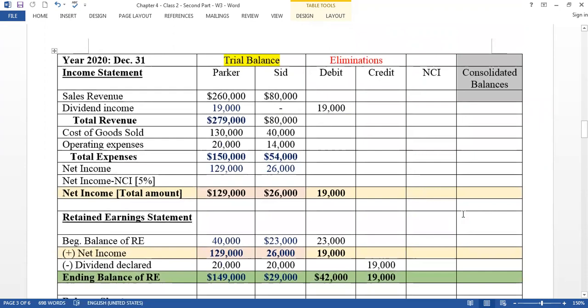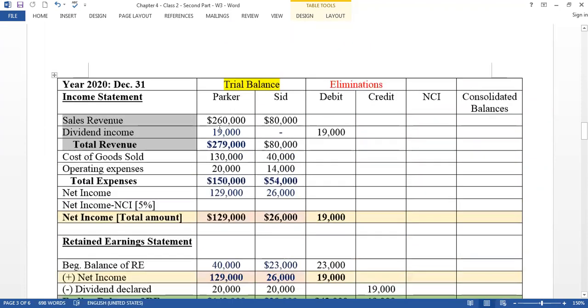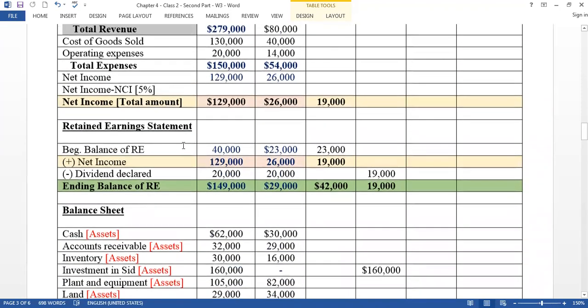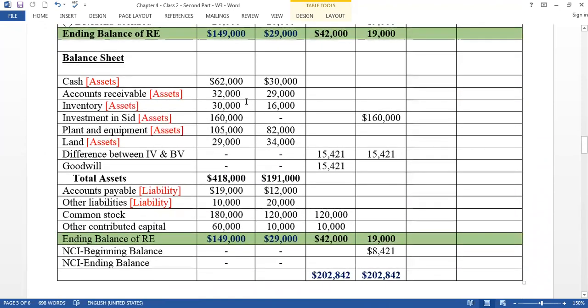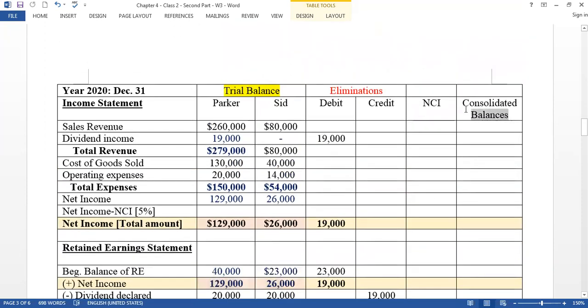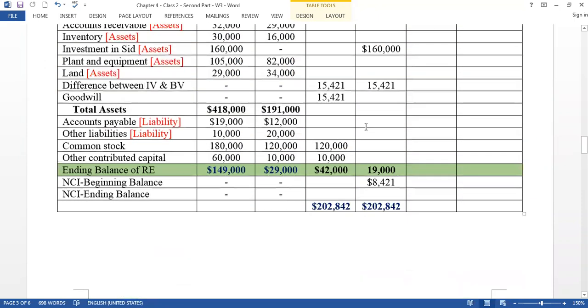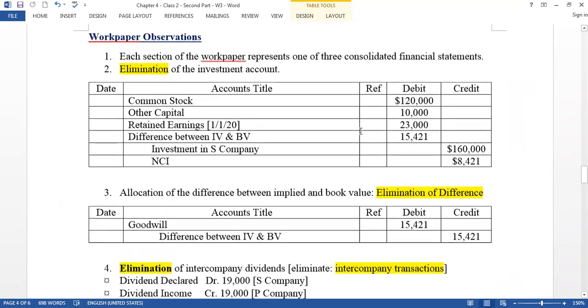So here you already know that we prepared the income statement based on the parent company and subsidiary company. We prepared retained earnings based on parent and subsidiary. And we also prepared the balance sheet based on parent and subsidiary, but we have yet to make it consolidated. Okay, so this is the important part. We also did several elimination journal entries.